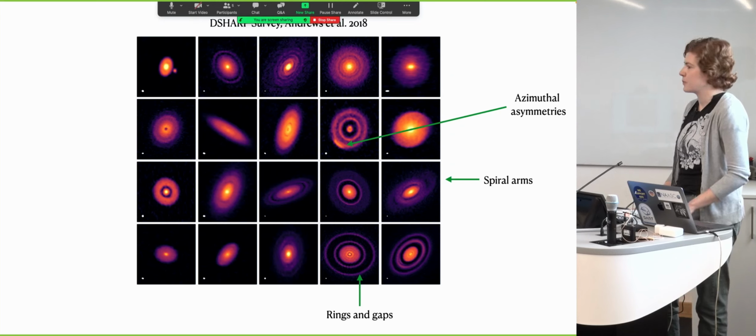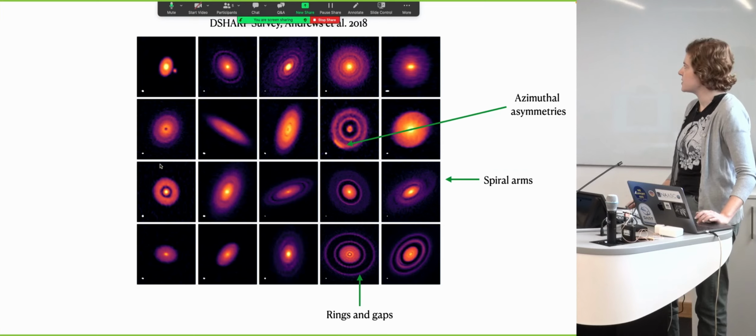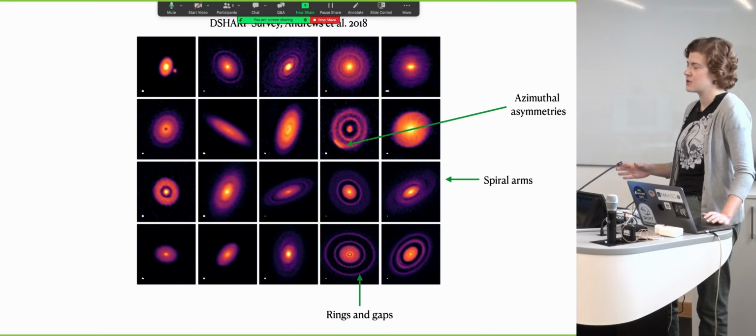So when we look at protoplanetary disks at very high resolution, at millimeter and submillimeter wavelengths, we see all of this interesting structure in the dust emission. These are images from the DSHARP survey, which was a survey of a bunch of disks with ALMA at very high angular resolution. You can see that many of these disks have ring and gap substructures. Some have spiral arms, some have azimuthal asymmetries, and we think that a lot of this substructure is related to ongoing planet formation in these sources.